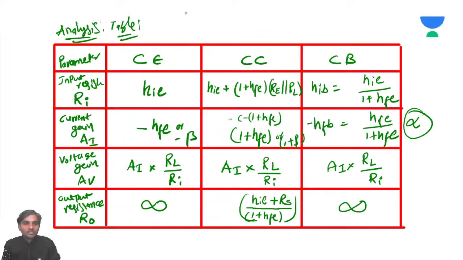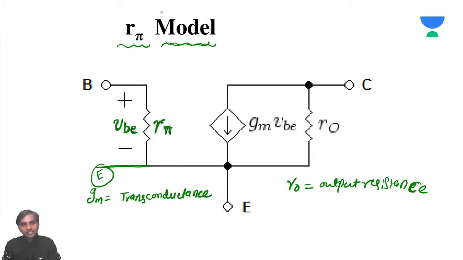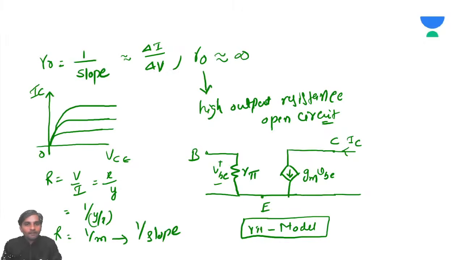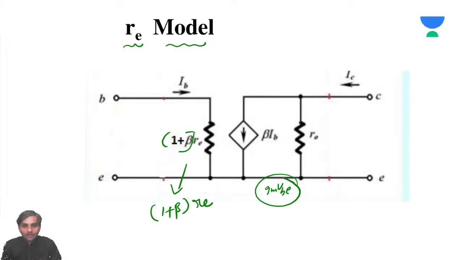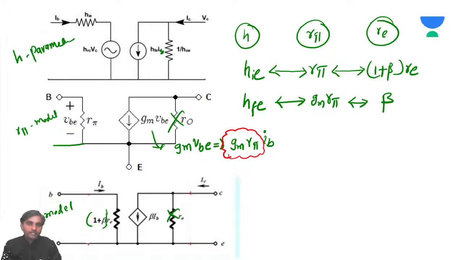And we have discussed the analysis table. The input resistance, current gain, voltage gain, output resistance, these are the 4 parameters generally asked in the examination. Once we do some problems, you'll understand this. This is the RPI model, which we have discussed in detail. The RE model we have discussed, and comparison for all these things also we have discussed. Okay.